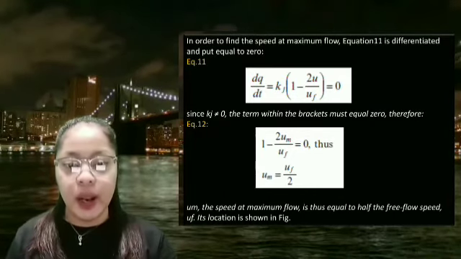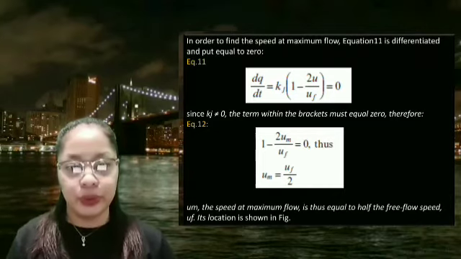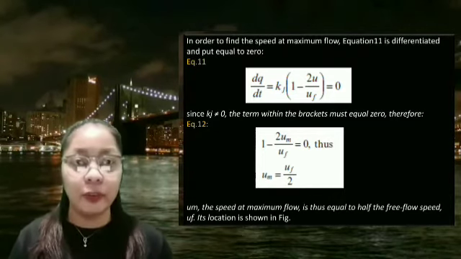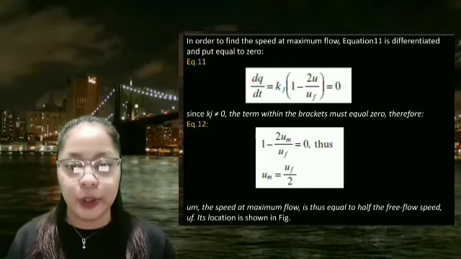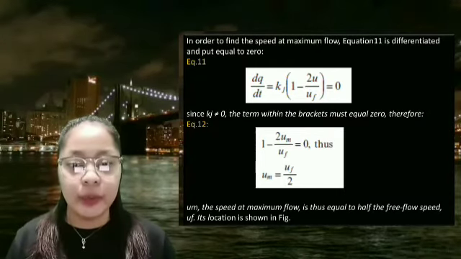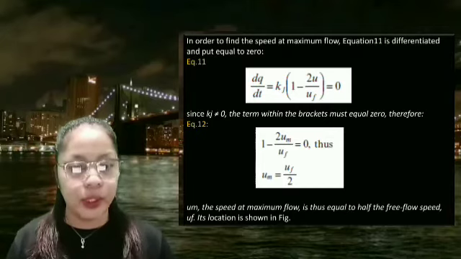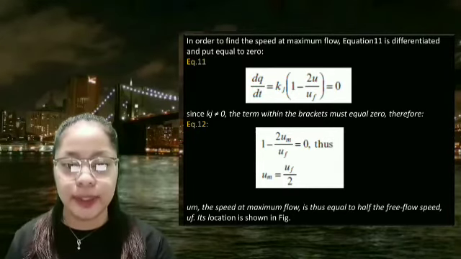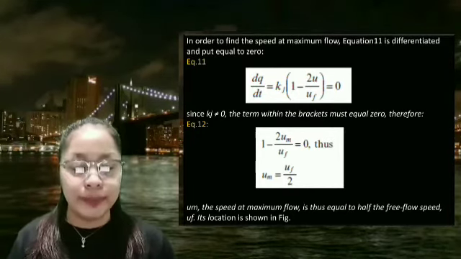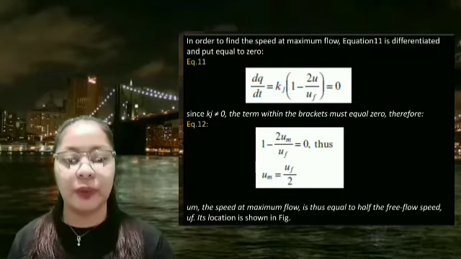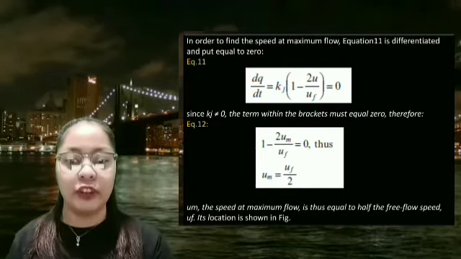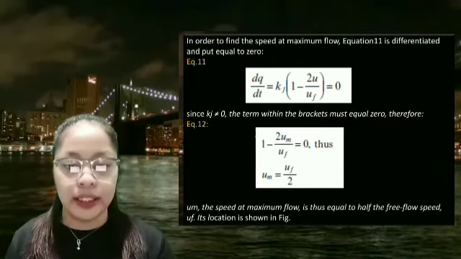So therefore, 1 minus 2u with the subscript m over the free flow value is equal to 0. Thus, we derived um is equal to uf over 2. So this is the speed at maximum flow, which is thus equal to half the free flow speed, uf. Its location is shown in the illustration.